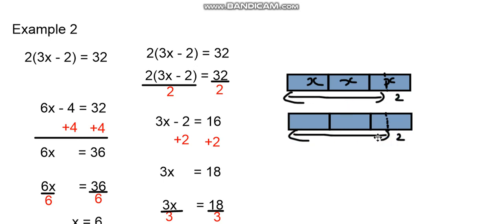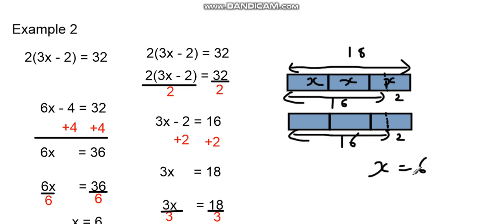These 2 lengths here add up to 32, so I know, because I've got 2 of them, each one must add up to 16, because 16 and 16 is 32. Now I know, I've got this 2 on the end, I can find that 16 add 2 is 18, so that whole thing there must be worth 18. And then, therefore, to find each x, I would need to divide 18 by 3 to give me x equals 6 again.